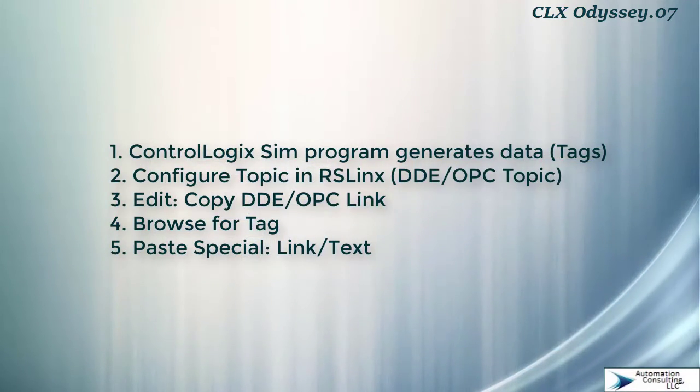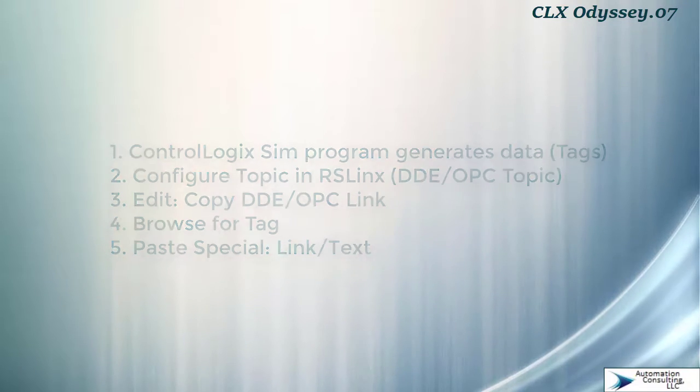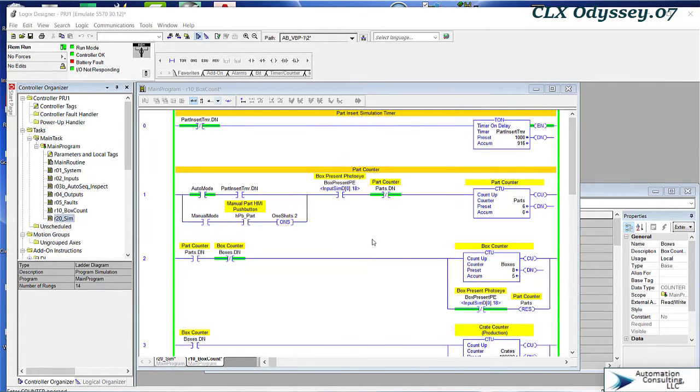Here are the steps in creating a DDE OPC link and pasting it into Excel from RSLinx. Here in the same project that we used for the simulation, I've created a little box counter here, and this is using a free running timer.